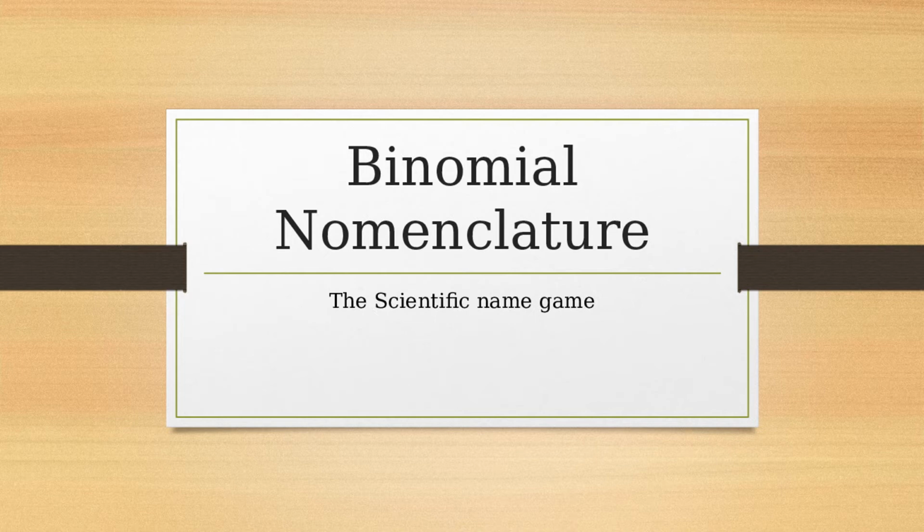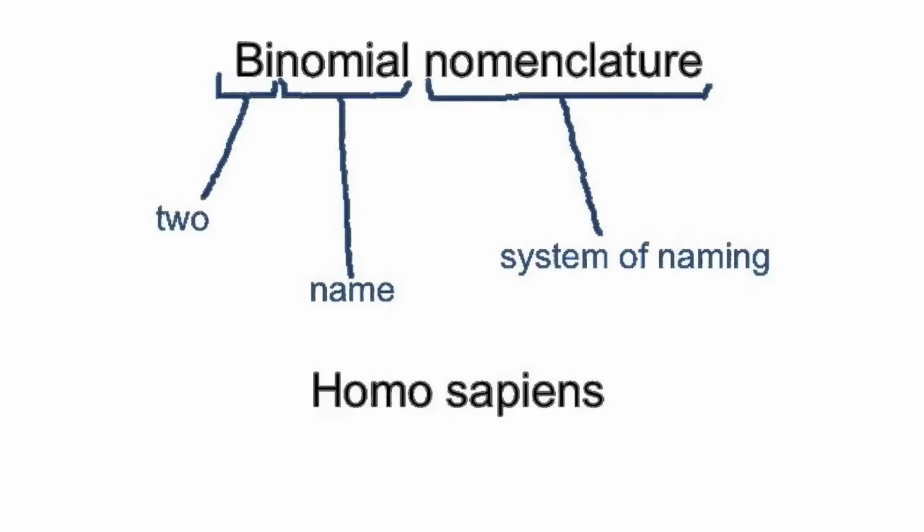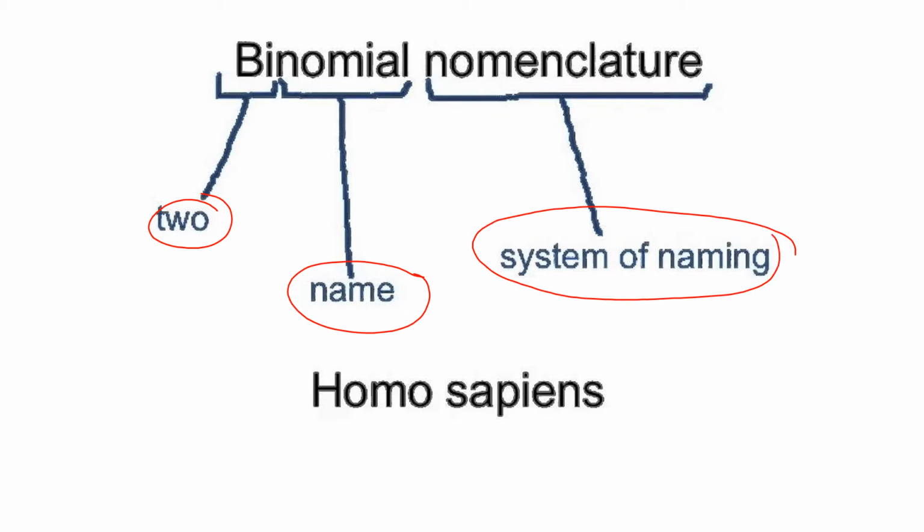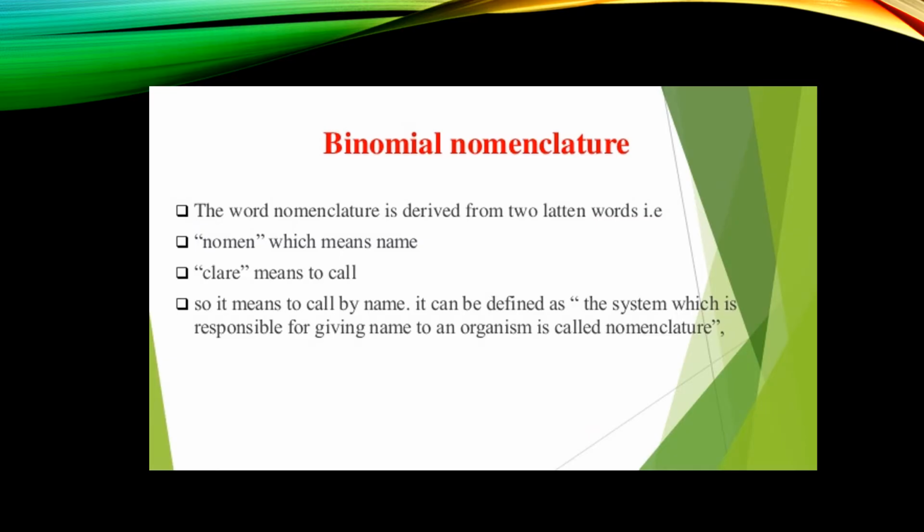The next category is binomial nomenclature. This is one of the types of scientific nomenclature. Binomial nomenclature means: bi means two, nomial means name, and nomenclature means a system of naming. If I take the example of a human being, the binomial nomenclature is Homo sapiens. What Homo is and what sapiens is will be discussed in a later slide.